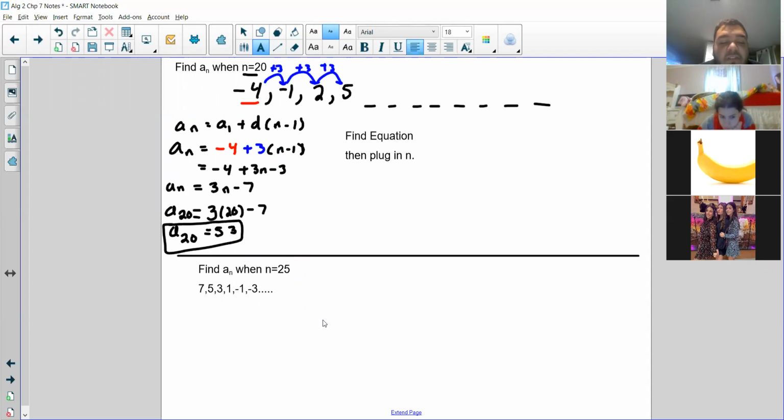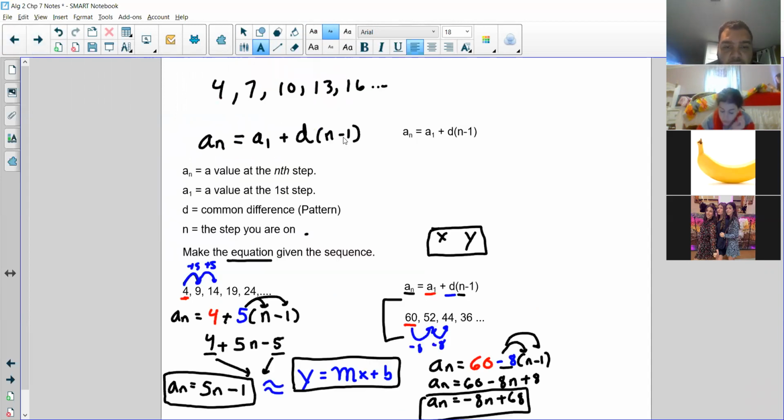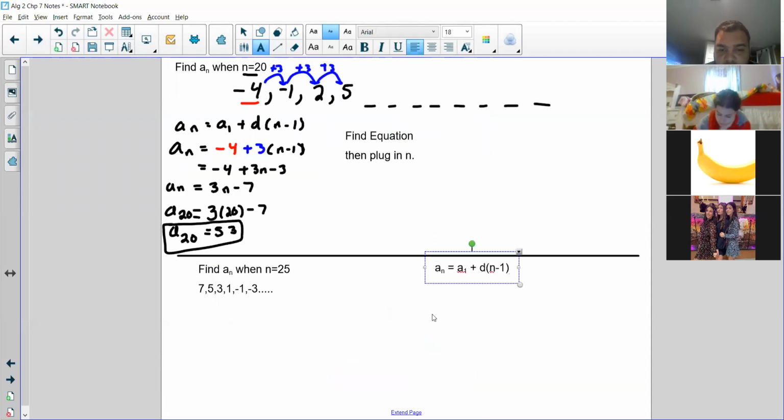Let's end it today. This is your exit ticket. Find a_n when n equals 25. 7, 5, 3, 1, -1, -3. Put the equation on the screen, please. Sure, let me just do this. I'm going to control, copy, paste. There you go. Power of technology. So that is your exit ticket. I'll tell you this, your answer will be negative.